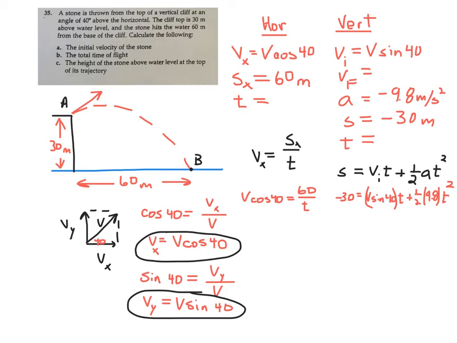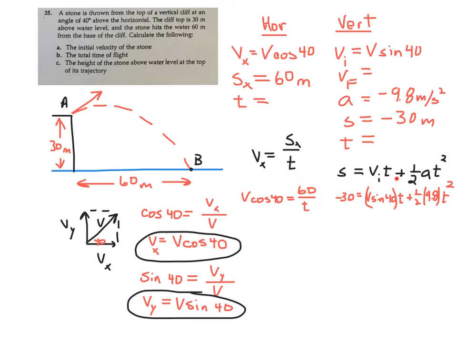Okay, so this probably magically appeared on the screen, but here's what I did. This is a generic equation for the relationship for something moving with constant velocity: V equals S over T, displacement over time. In this particular case, my V sub x is V cosine 40. My horizontal displacement will be 60 meters, so that's 60 over T. The one thing that connects this problem is that T is going to be the same for both vertical and horizontal. Anyways, I have an equation here with two unknowns.